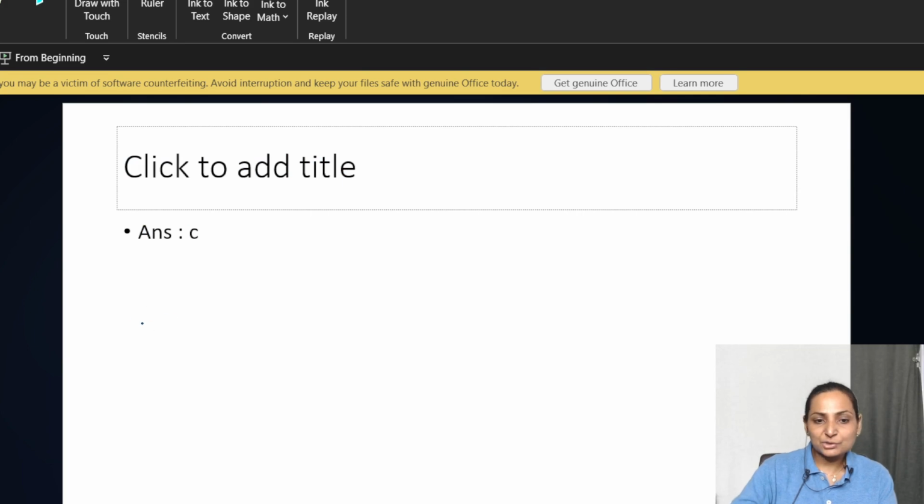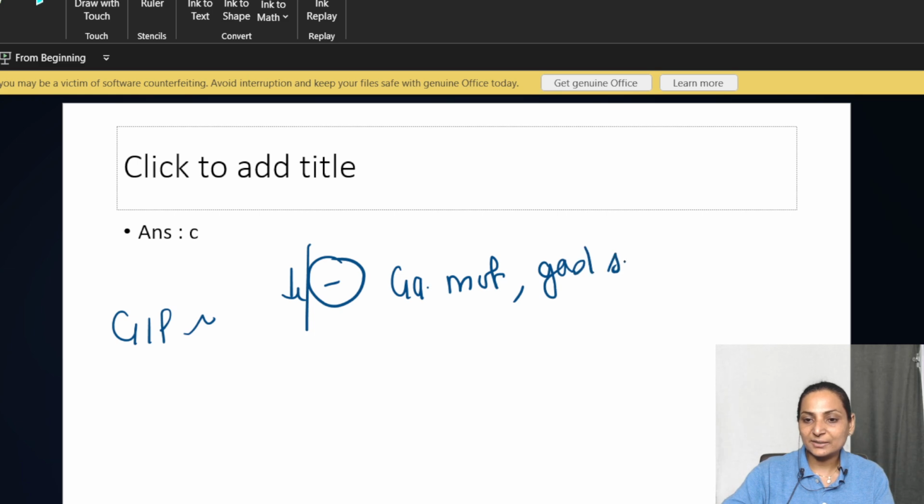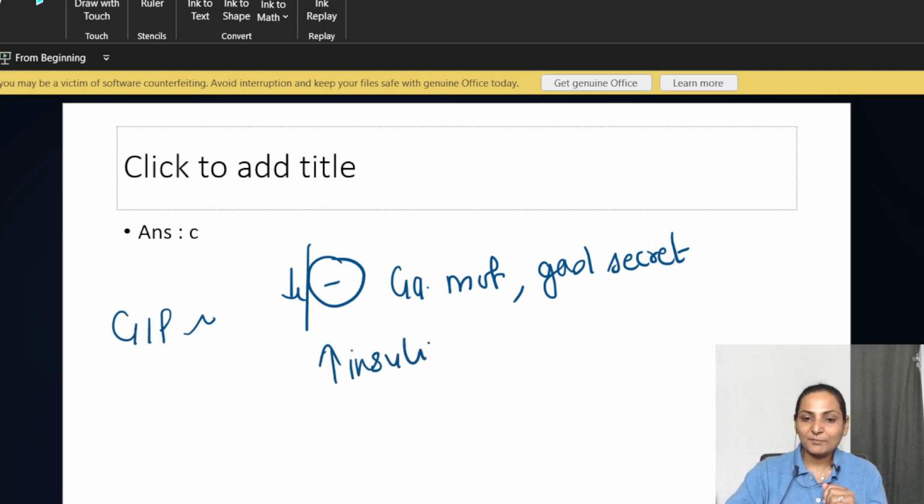So the main function of this hormone, that is GIP, is to inhibit, that is to decrease, the gastric motility as well as the gastric secretions. Apart from this, another very important function is that it brings about an increase in the level of insulin. So one of the factors that is causing an increase in the insulin is GIP.